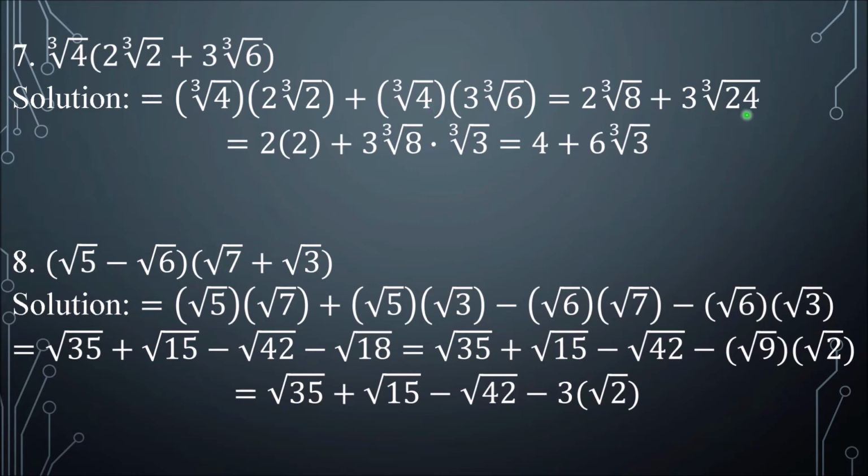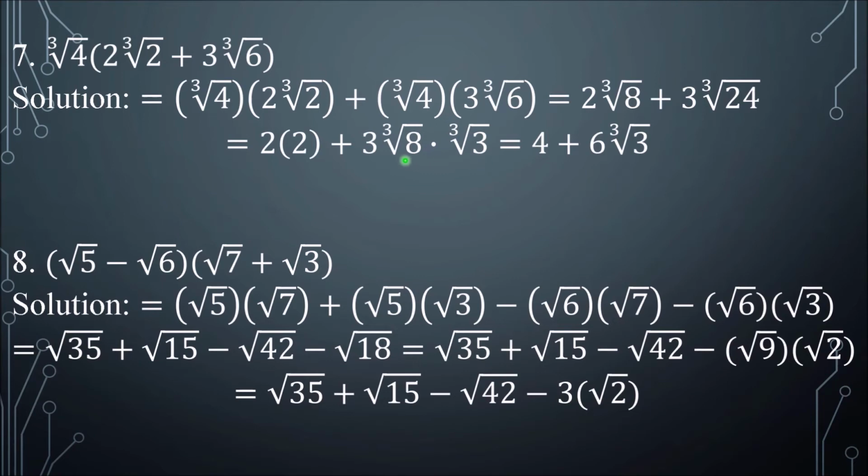4 times 6 is 24, so 3 cube root of 24. Now we know that cube root of 8 is 2, so 2 times 2 is 4. But cube root of 24 is not yet simplified. There is still a perfect cube factor of 24, which is 8. So we need to extract that. So that's 3, and then cube root of 24 is cube root of 8 times cube root of 3.